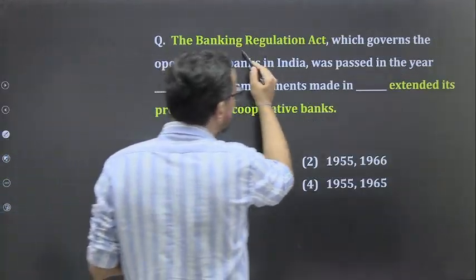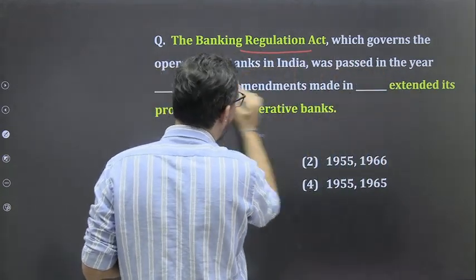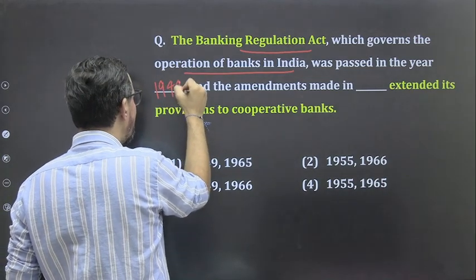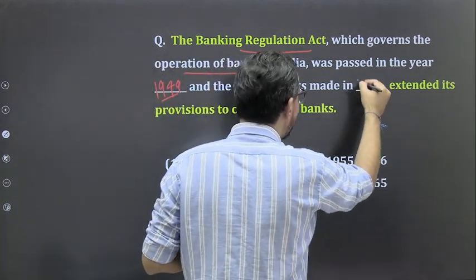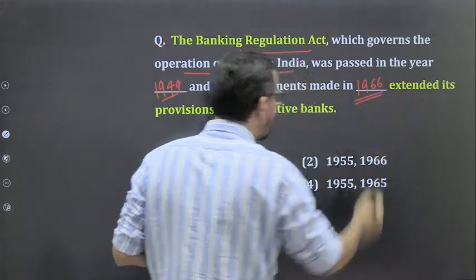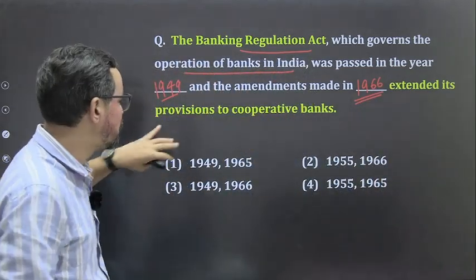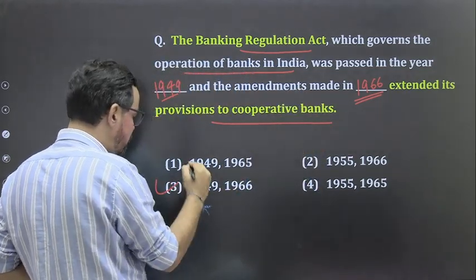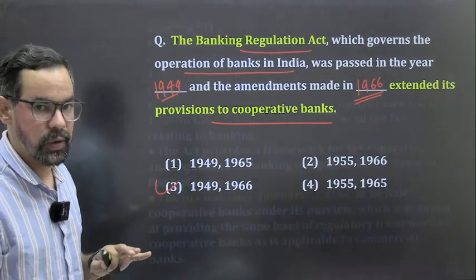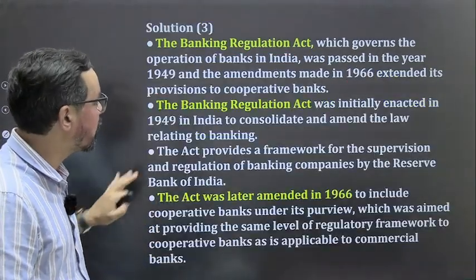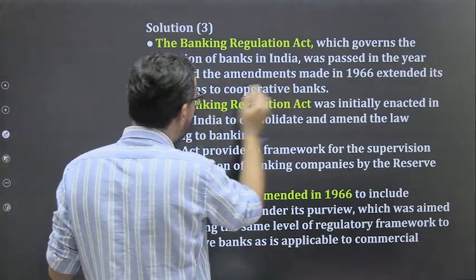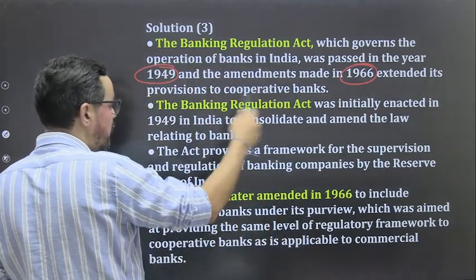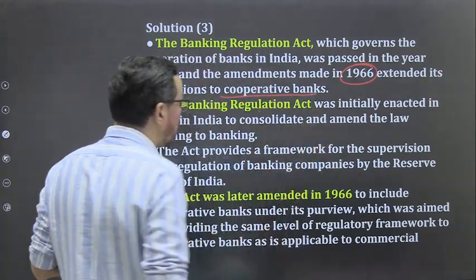The Banking Regulation Act, which governs the operation of banks in India, was passed in the year, which year? 1949, right? And the amendment made in 1966 is where the inclusion of cooperative banks happened, right? So it extended its provisions to the cooperative banks. So 1949, 1966, that means option C will be the correct answer for this particular question. Okay? So very basic, the Banking Regulation Act which governs the operation of banks. So it was passed in 1949 and the first amendment was in 1966. So it got extended provisions for cooperative banks.